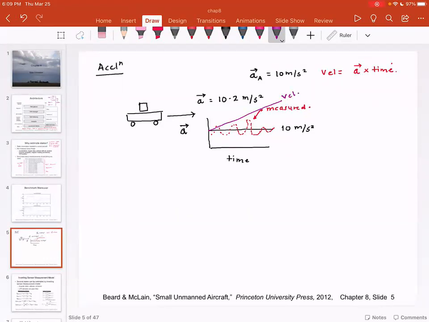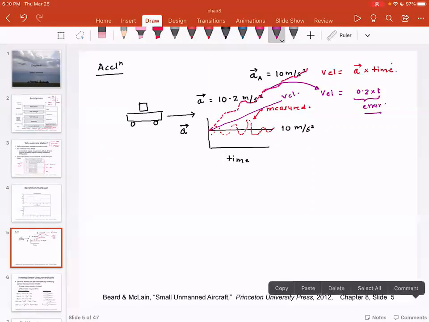Now, if you look at the actual acceleration, the velocity that is derived from this actual acceleration will have some error. It will be 0.2 times t. This is the error that is going to be in the actual velocity. So if you think about it, your velocity is going to be something like this. So already your velocity is inaccurate.